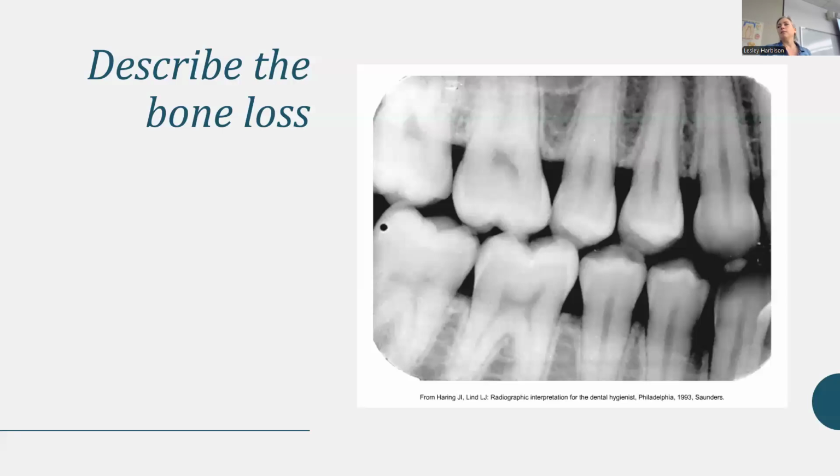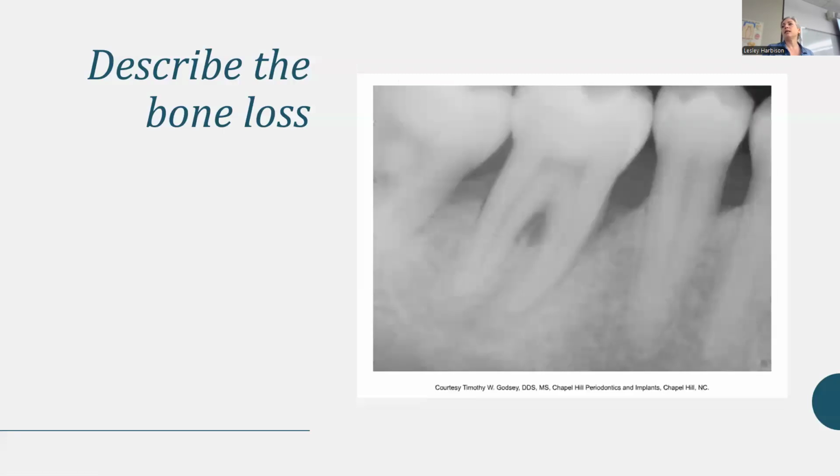Same here. Here again, we have lamina dura that looks pretty smooth all the way through here. As we come up here, it's highly unlikely they have perio around their canine because canines are easier to clean. It's way more likely perio would start in the back, or between premolars at the very least. So this is again an example of healthy.